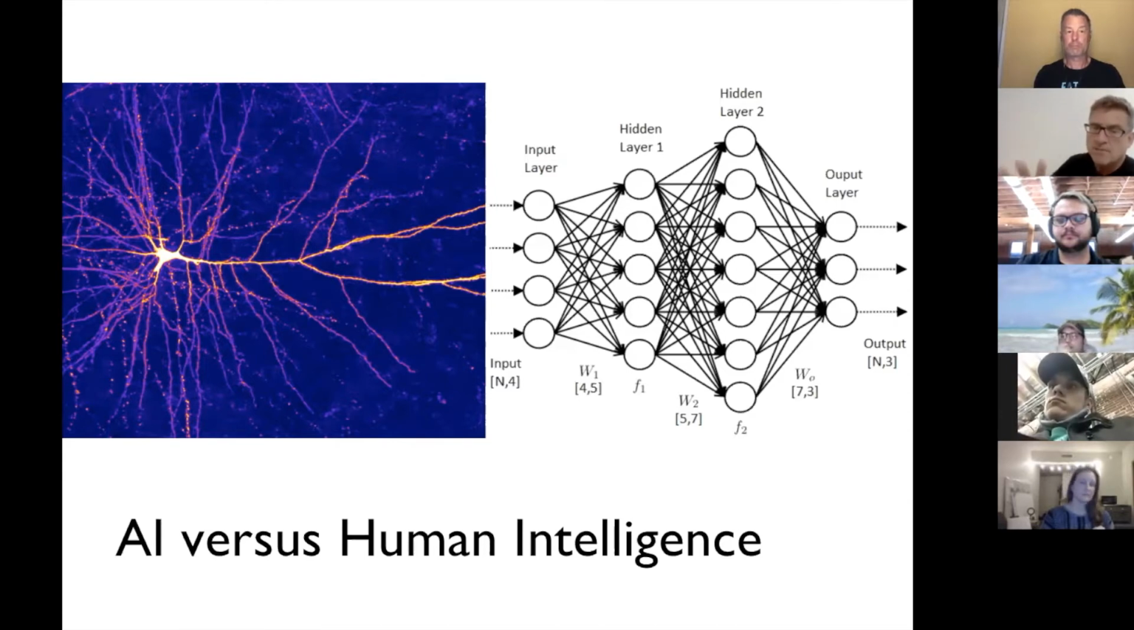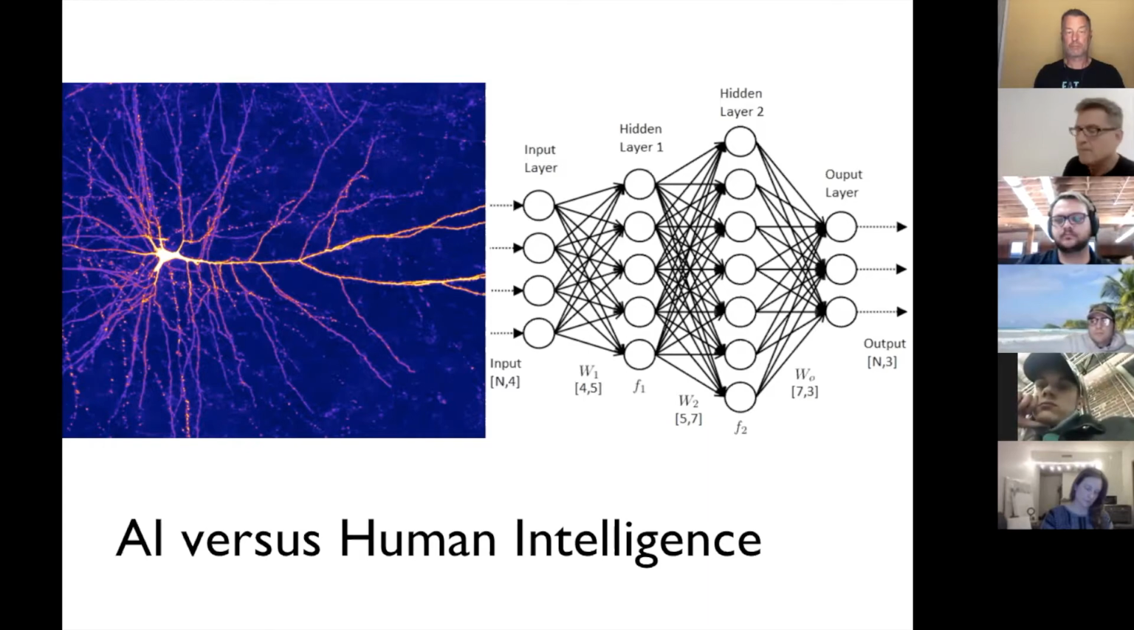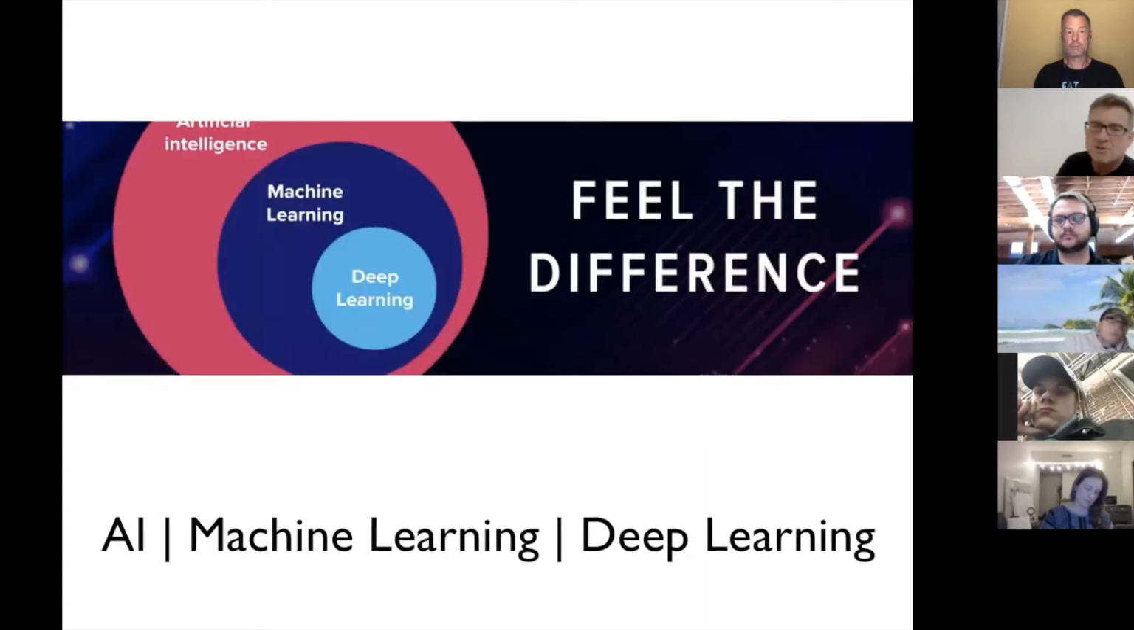But the huge difference between human intelligence and AI is that AI doesn't have consciousness. It doesn't know what it's doing. It can beat Garry Kasparov at chess or Lee Sedol at Go. It doesn't even know it's playing those things. Is that important? That's another question.